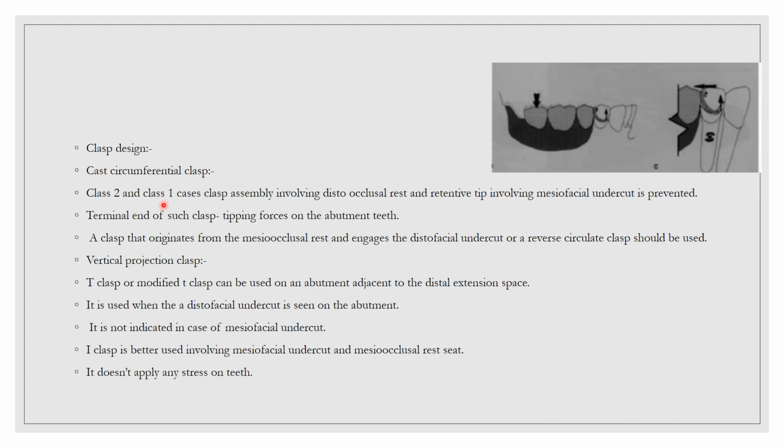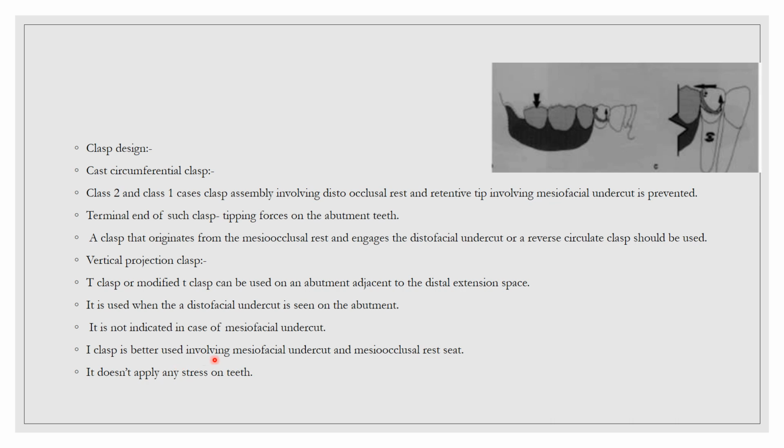It'll cause tipping of the prosthesis as well. A clasp that originates from the mesio-occlusal rest and engages the distal, such as a reverse circlet, should be used to avoid this problem. Vertical projection clasp, such as a T clasp or modified T, can be used adjacent to a distal extension space. It is used when the distofacial undercut is seen on the abutment, all right? Not indicated in mesiofacial undercut, and it doesn't apply any stress on the teeth.